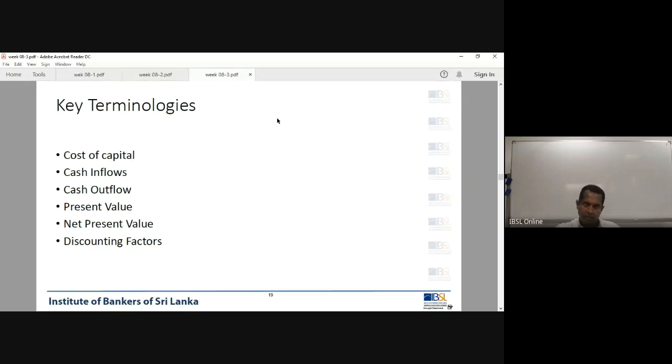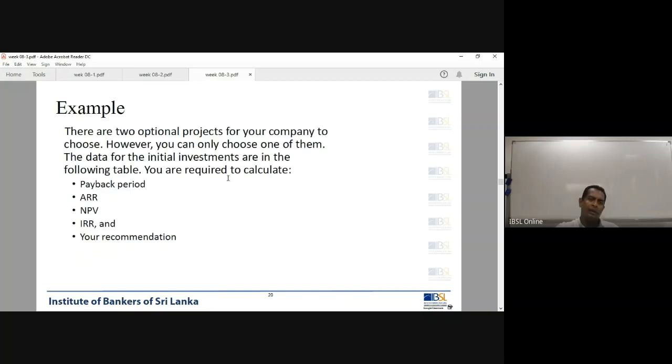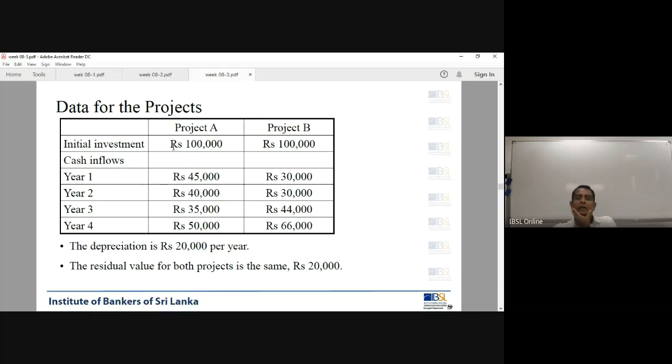Then we discussed what cost of capital is. That is the cost to be incurred to raise capital. Capital we have 2 types: equity capital and debt capital. Then cash inflows and cash outflows, where money comes into the business and money goes out of the business. I told you I will discuss these 3 this week, right? So this is the example. There are 2 projects you have to compare. You have a 100,000 investment.